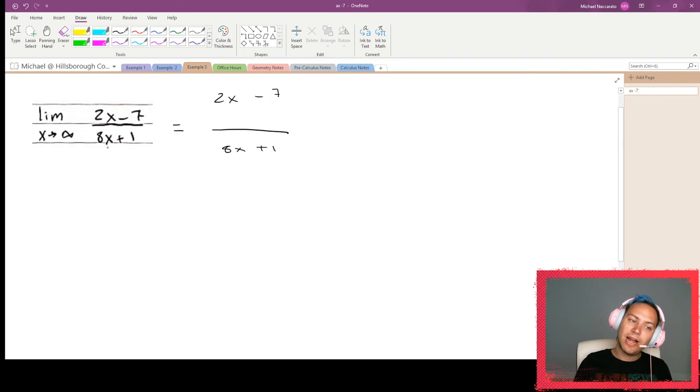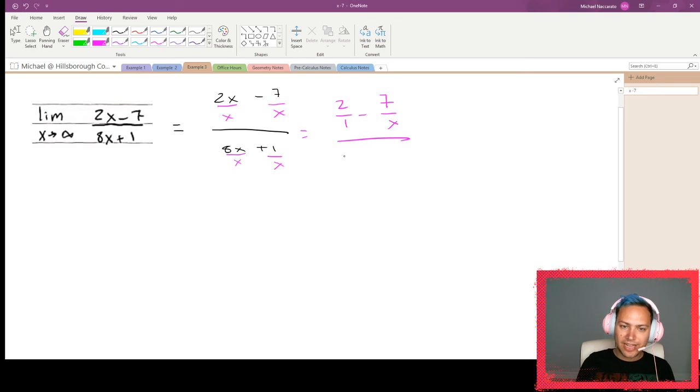Divide by the highest power. Well, the highest power in the denominator is just 1x. So I'm going to divide everything by x. So in the numerator, the 2x over x, well, the x's are going to cancel, so I end up with 2 over 1. And over here, I've got minus 7 over x. I can't do anything with it. In the bottom, my x's are going to cancel as well, so I have 8 over 1. And here I've got 1 over x.